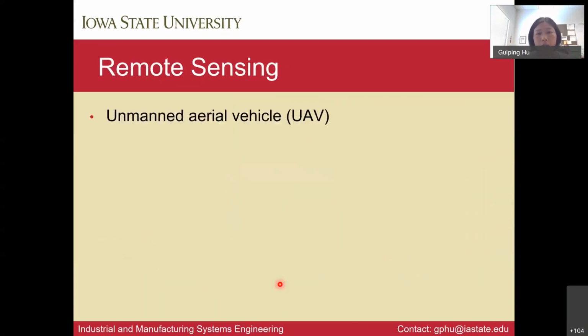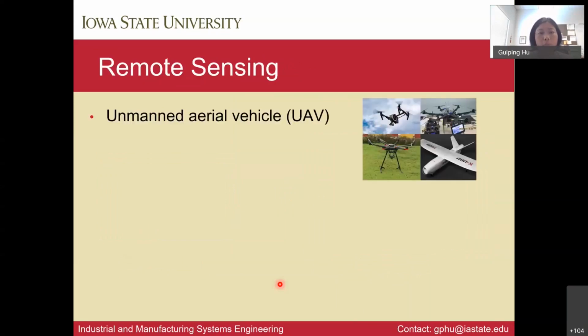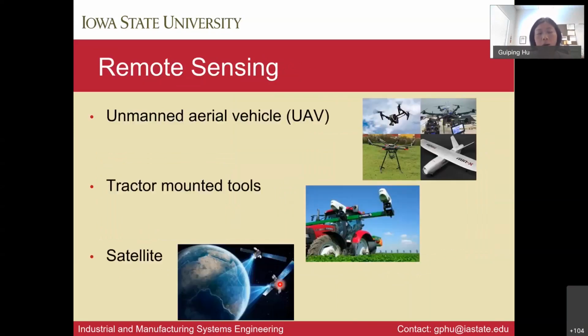In terms of remote sensing, there are UAV and tractor-mounted tools as well as satellite. In this specific study, the results I'm going to show you are based on satellite. This was the first piece of work that we did. The paper has been published, and right now we are working on some UAV data as well.